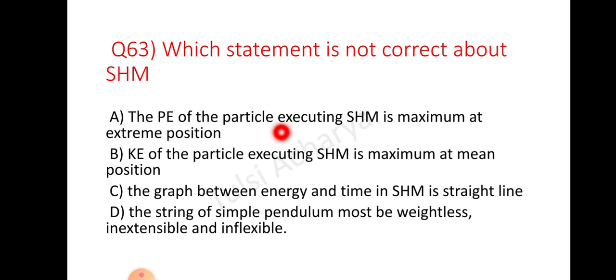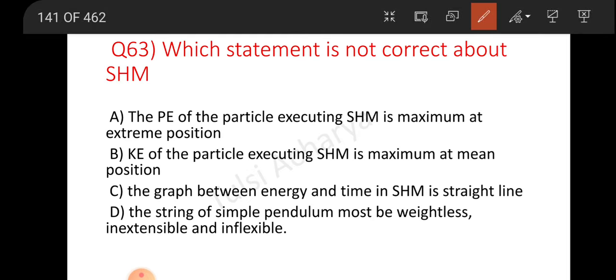The potential energy of a particle executing simple harmonic motion is maximum at the extreme position. This is a correct statement. If this is a simple pendulum and it reaches the extreme point, its potential energy will be maximum because it is at the maximum position.